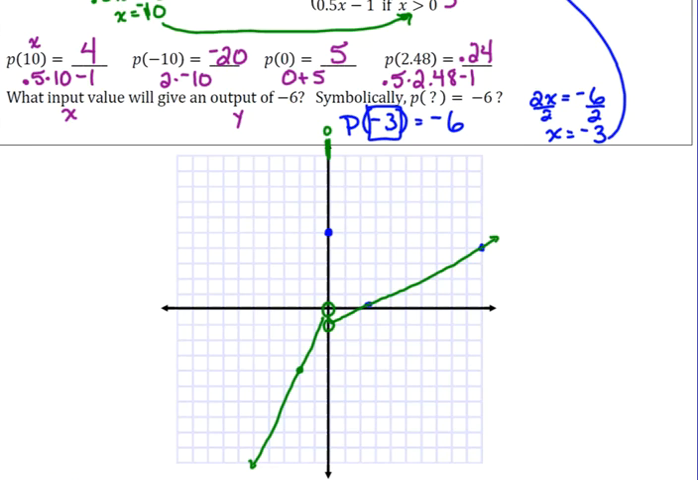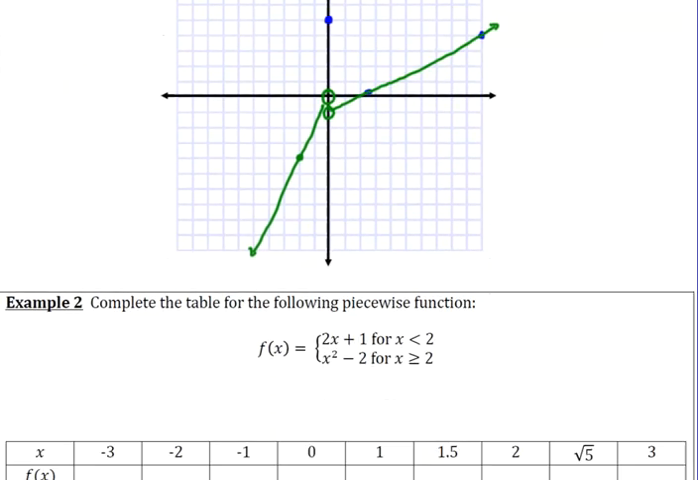Now, this would have helped us with this question up here. What input value will give an output of -6? So where is our y value equals -6? Well, we can easily, looking at the graph, go to y equals -6 and see, okay, well that happens where x equals -3. All right, so that could have helped us with that question instead of doing it algebraically. All right, questions so far? Okay, let's look at a few more examples.